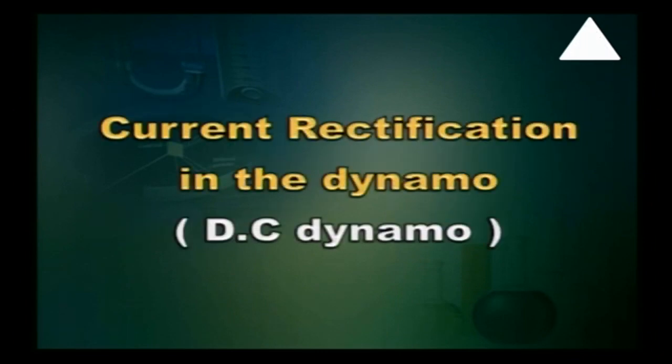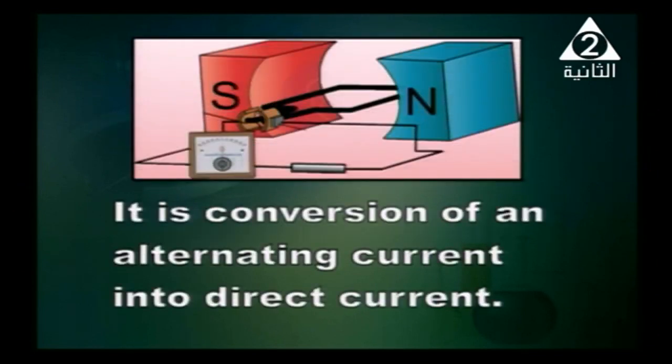Now, talking about current rectification in the dynamo. Current rectification means converting AC current into DC current. So, talking about the DC dynamo, current rectification is the conversion of an alternating current into direct current. We call this rectification.